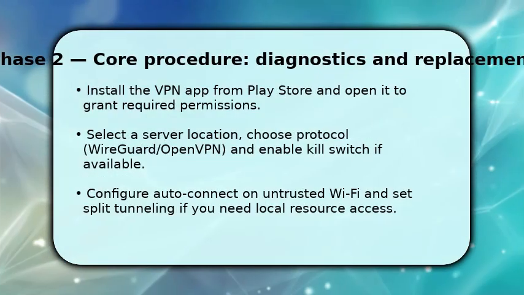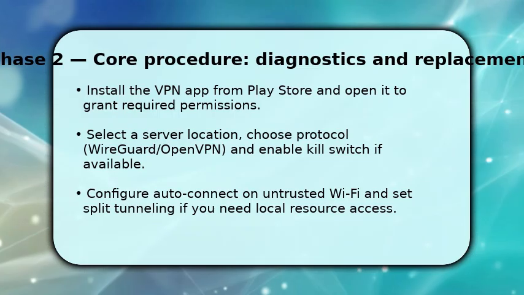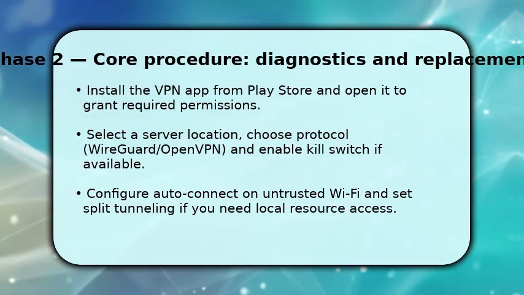You install the VPN app, open it, and grant the permissions it requests. This allows the VPN to route traffic on Chrome OS.